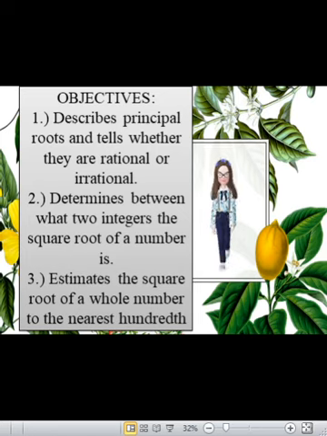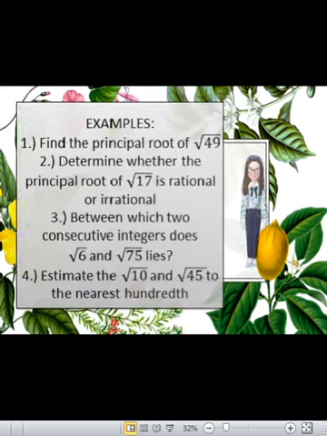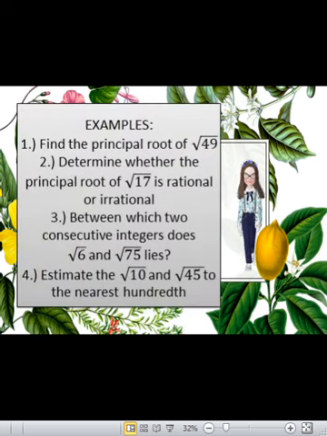Okay, so to continue, we have three objectives. First is to describe principal roots and tell whether they are rational or irrational. Second, determine between what two integers the square root of a number is. Third, estimate the square root of a whole number to the nearest hundredth. And we're going to start with the first one.